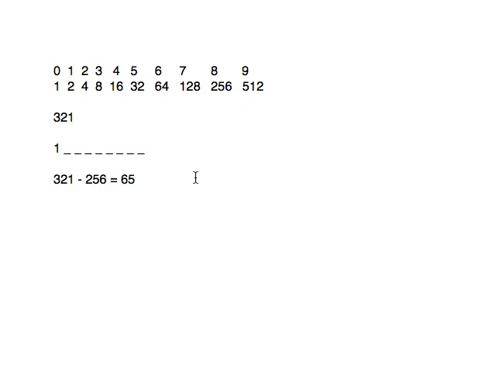How close can I get to 65 without going over? Okay, well, let's see. 128 is too big. 64 is less than, so we're good there. Okay, so we could just use 2 to the 6th. I'm just going to copy this down here. So this is 2 to the 0, 2 to the 1, 2 to the 2, 2 to the 3, 2 to the 4, 2 to the 5, and 2 to the 6. Okay, 2 to the 6th is 64.